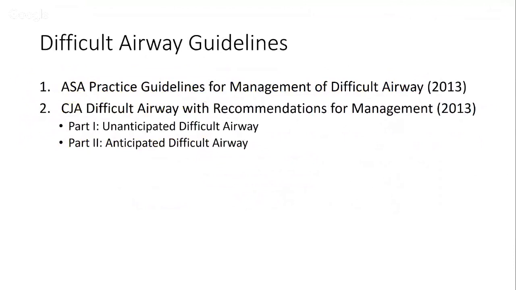There are two relevant difficult airway guidelines in Canada. One of them is the ASA Practice Guidelines for the Management of the Difficult Airway, published in 2013. And the other is the CJA Difficult Airway Recommendations for Management, also published in 2013, which was separated out into Part 1 and Part 2, the unanticipated and the anticipated difficult airway.